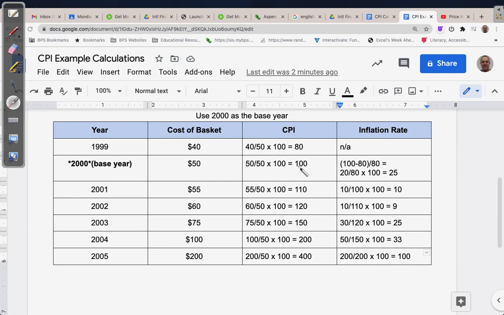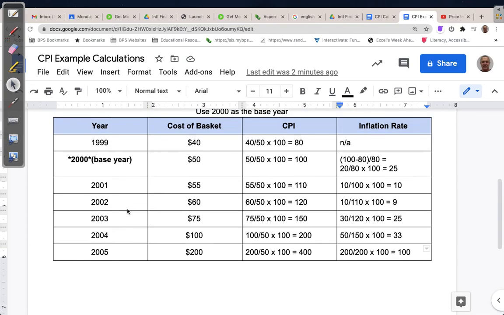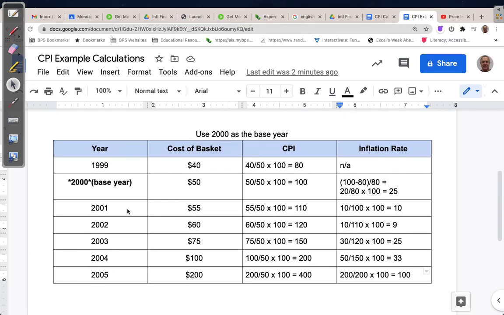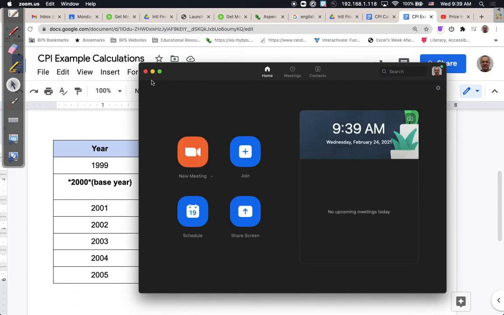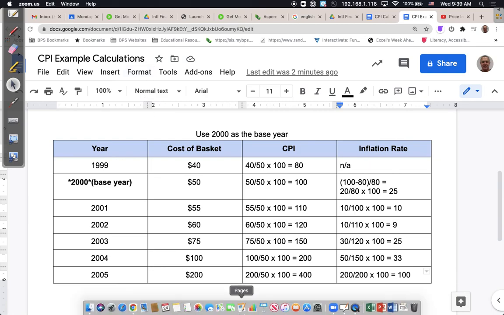All right, I hope this has been clear. I'm going to stay on Zoom. If you need help with this, get back on Zoom and I'll help you through your own set of calculations. But good luck with this. And if you understand this, you understand the math of this chapter.